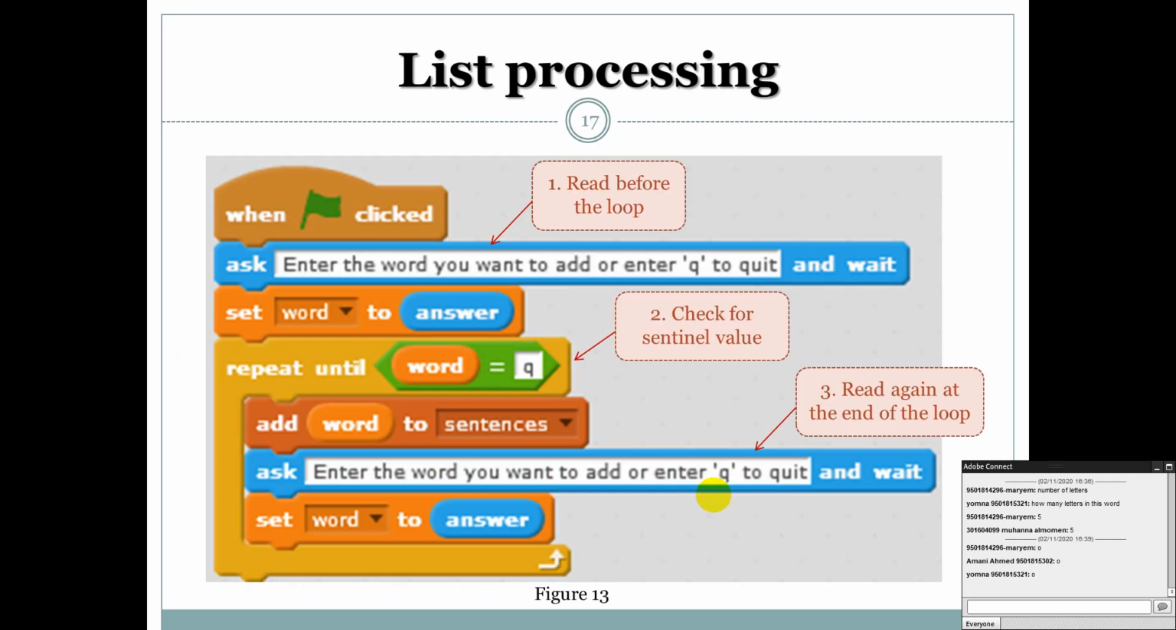For example, you see this figure: enter a word you want to add to the list or q to quit. So you set the answer to the word, and if the word is q, you stop it. Otherwise, you add that to the sentence and repeat the loop. Let us put this in OU build.